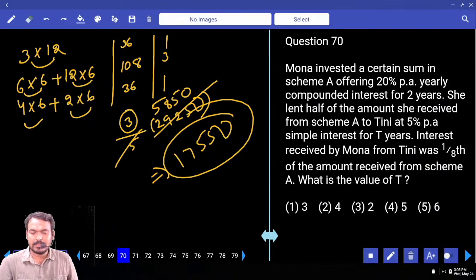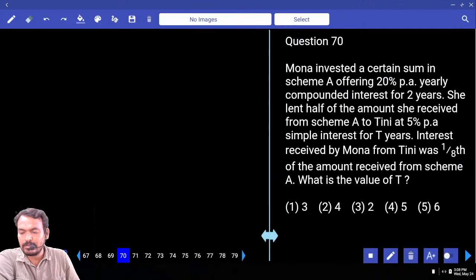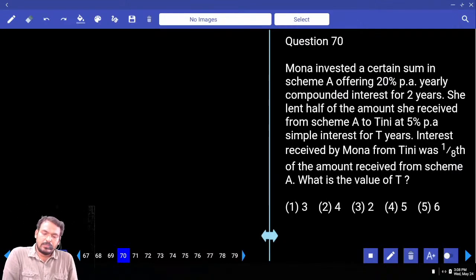Next question number 70. Mona invested a certain sum in scheme A offering 20% per annum yearly compound interest for 2 years. She lent half of the amount she received from scheme A to Tini at 5% per annum simple interest for how many years? 2 years. Interest received by Mona from Tini was 1/8 of the amount received from scheme A. What is the value of T?